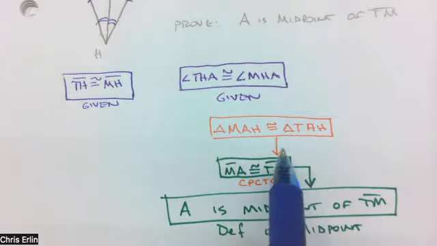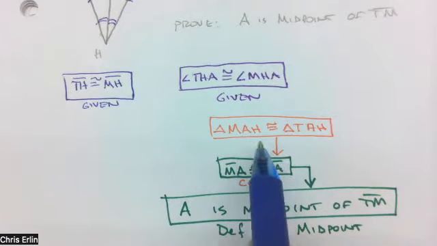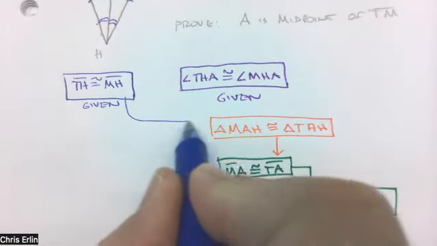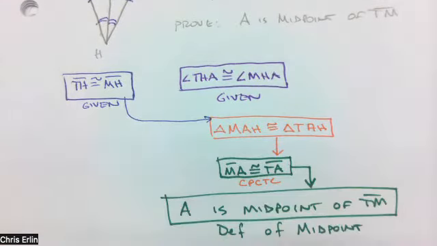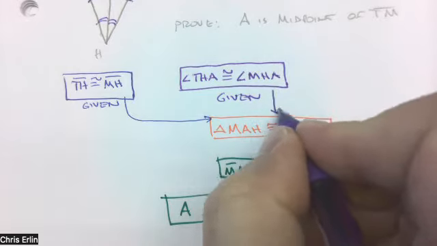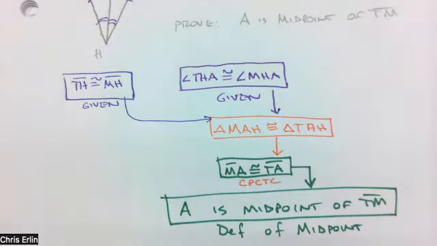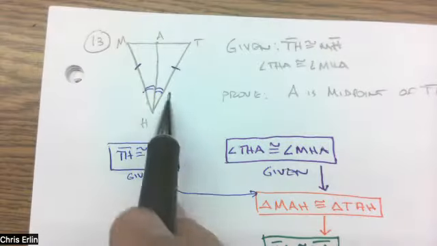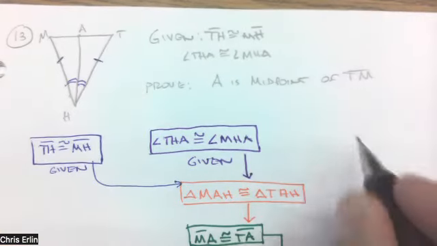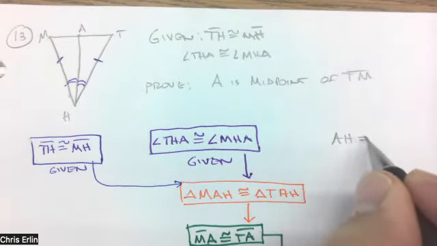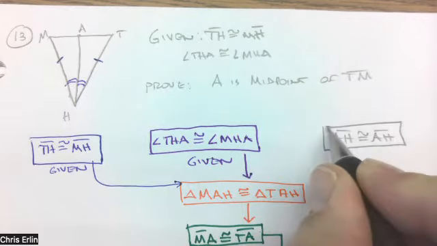And so now I've reverse engineered my way back up to just be proving triangles are congruent. Well, we've got one fact already. We've got two facts already. So what's my third fact? Yeah, AH is congruent to AH. Why do we get to say that?